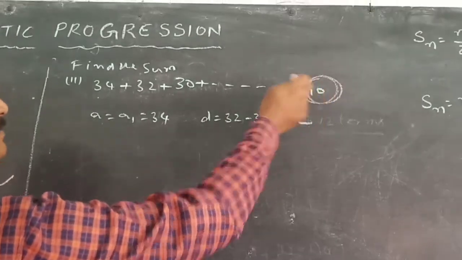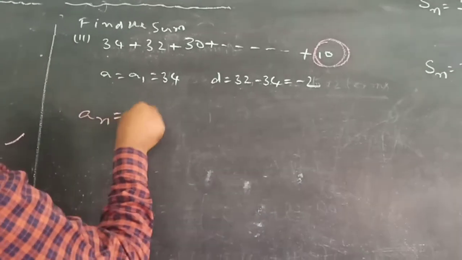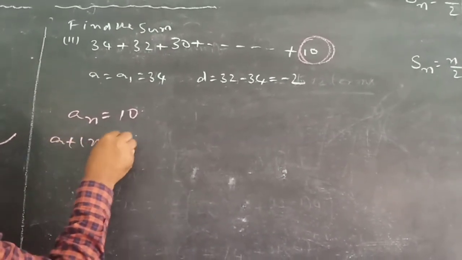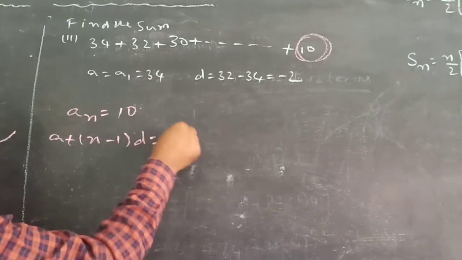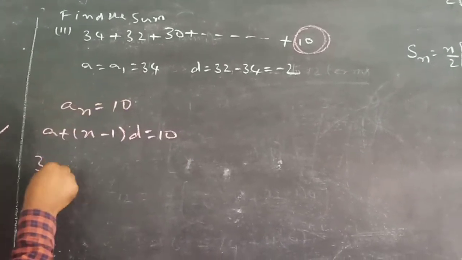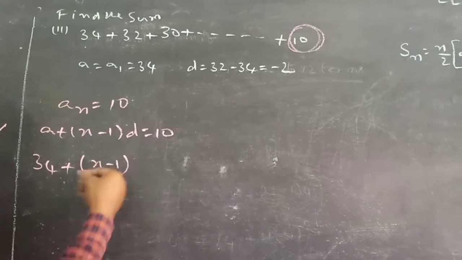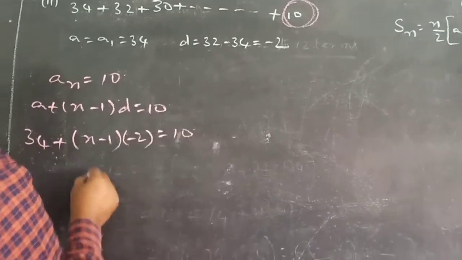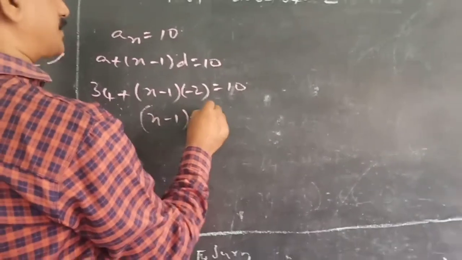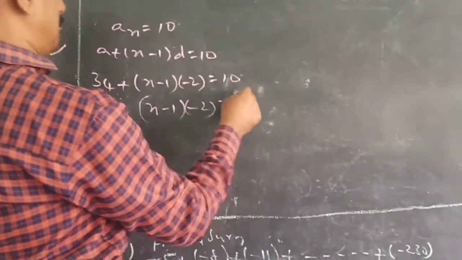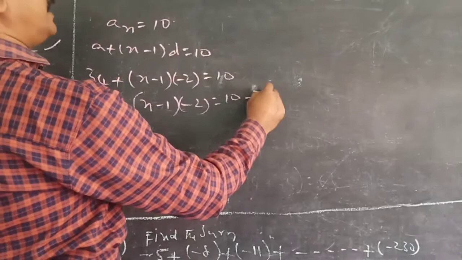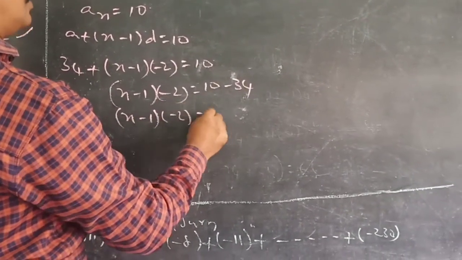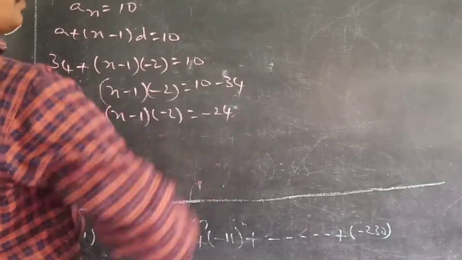So it is the nth term. So an is equal to the value 10. The an formula is a plus n minus 1 into d is equal to 10. With a equal to 34 and d equal to minus 2: 34 plus n minus 1 into minus 2 is equal to 10. So n minus 1 into minus 2 is equal to 10 minus 34, changing sides, which is minus 24.